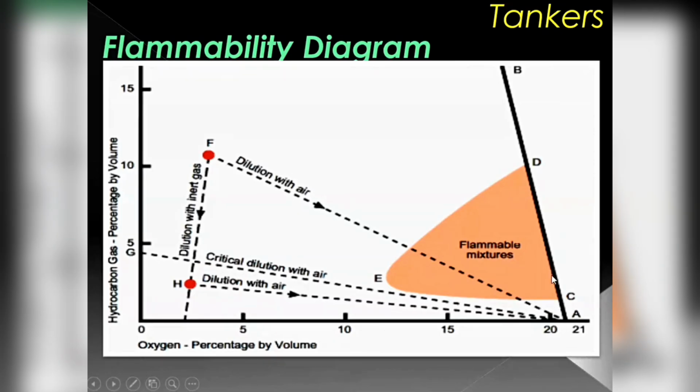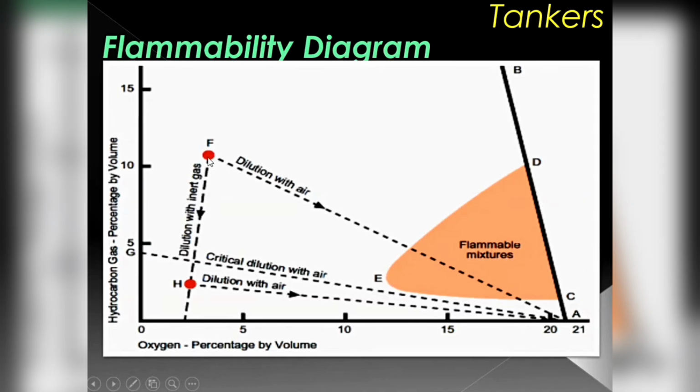Suppose it is some other cargo with a 2% upper flammable limit. I draw a line here till the 11%. It need not be absolutely curved or anything, but draw a line parallel to the x-axis. Draw a line here. That is my line, and where it cuts, it is 2% by volume.